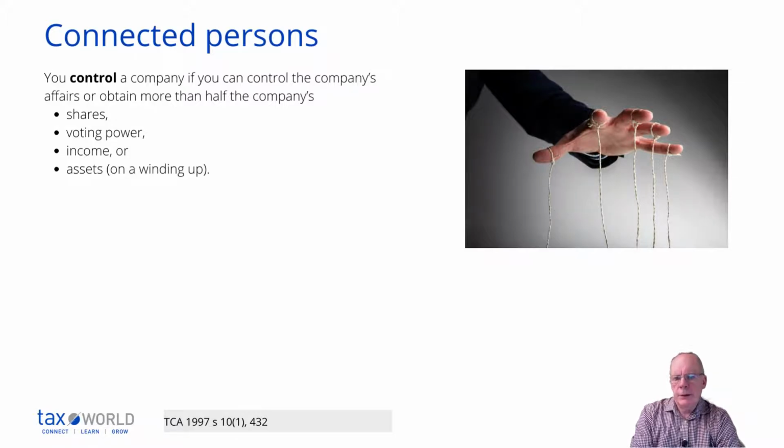Now, you can also be connected with a company that you control. So if I control a company, and that's defined as if I control the company's affairs, or if I can obtain more than half of the company's shares, or voting power, or income or assets, then I effectively control the company.